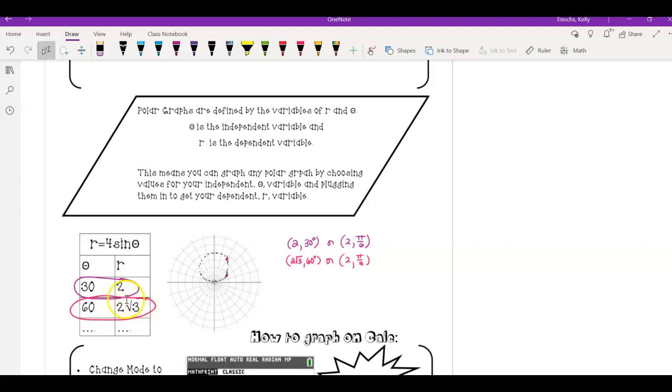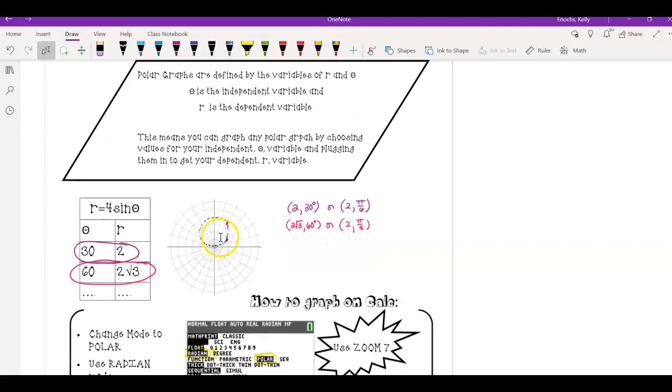So if you graph 2 comma 30, or 2 comma pi over 6, that's this dot down here, and 2 radical 3 comma 60, that's right about here. And then if I were to keep going, then I would end up with this black dotted graph that I have right there. So that gives you all the points that you're looking for.